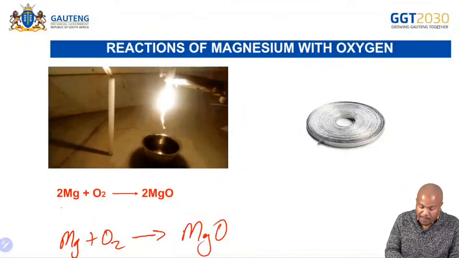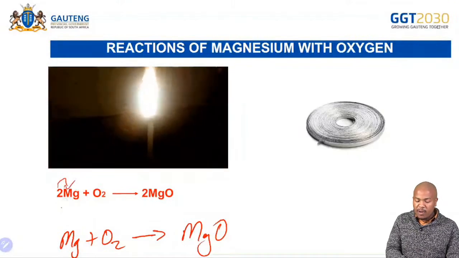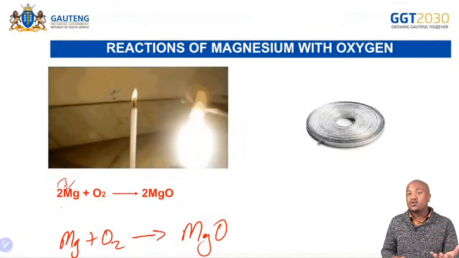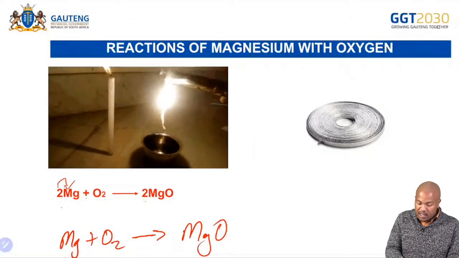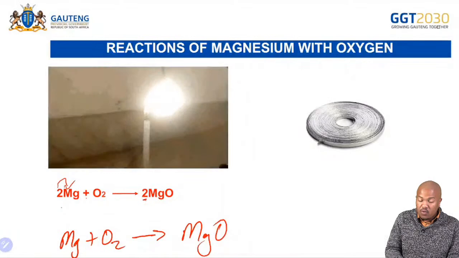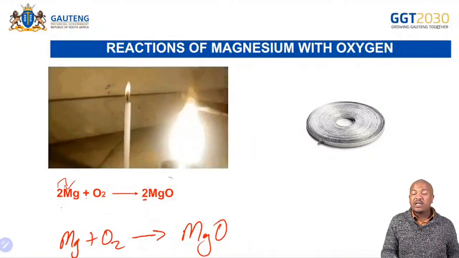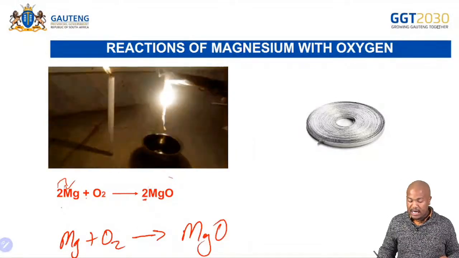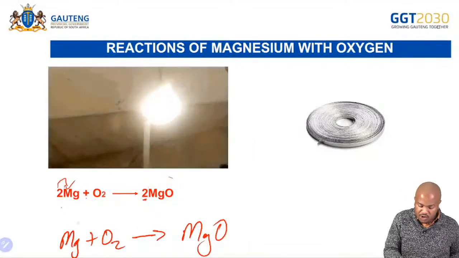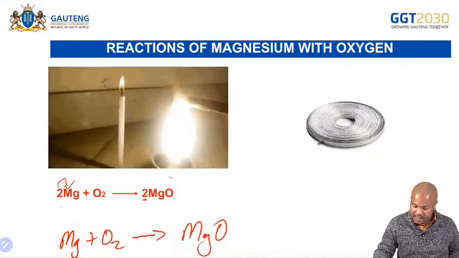So when counting the number of magnesiums here, there are 2, because this 2 multiplies this magnesium, it gives us 2 magnesiums. Then plus O2. Then on the product side, this 2 as a coefficient multiplies this whole compound, so you have 2 molecules of magnesium oxide. Are we together? So just to remind you again, these are our reactants.